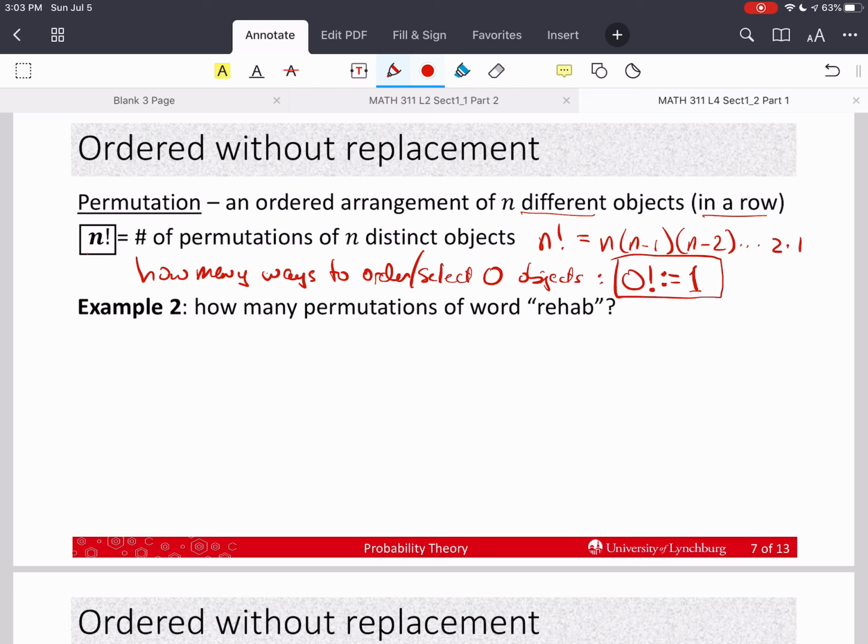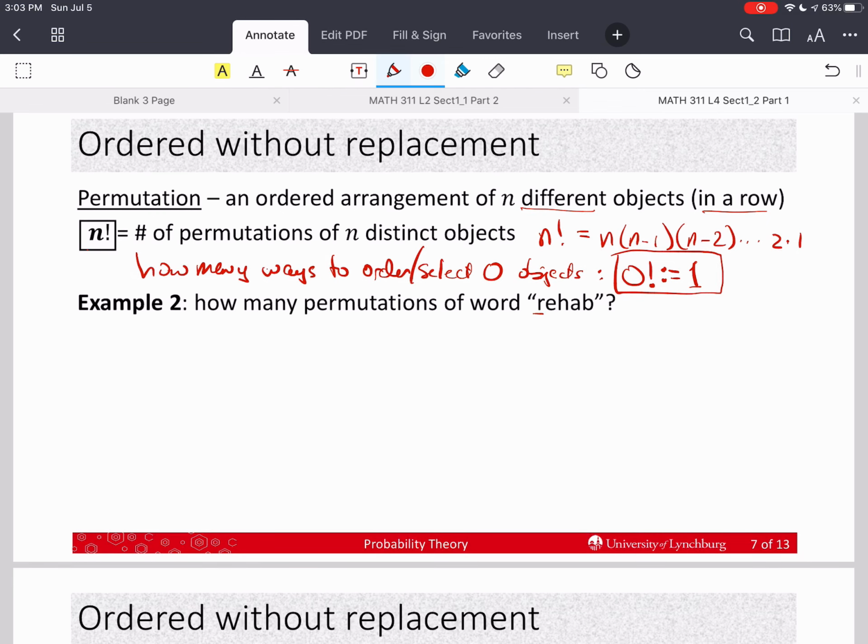So now we go to an example. How many permutations of the word rehab? Notice that R-E-H-A-B, none of those are repeated letters. So we have 5 distinct, so n equals 5 distinct ways to do this. You can just plug into the formula, but sometimes it's easier to say: I've got 5 different things I'm not replacing, because I'm going to order these and use every one of them. So this will be my first choice, my second choice, third, fourth, and fifth.